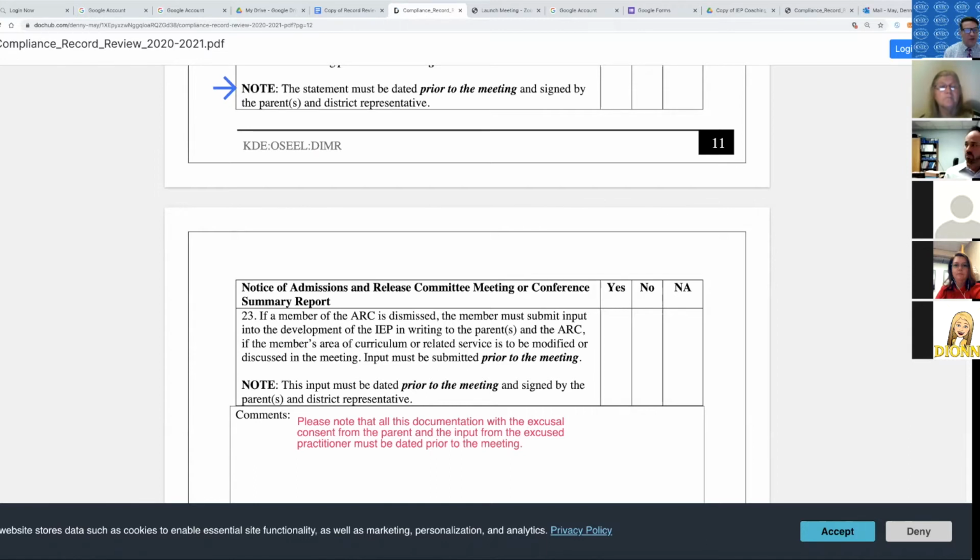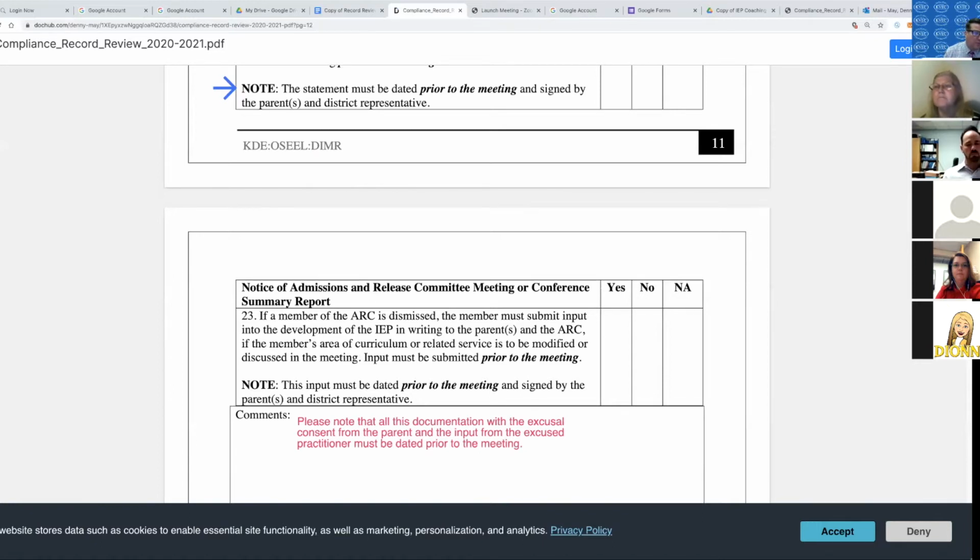And if a member of the ARC is dismissed, the member must submit input into the development of the IEP in writing to the parent and the ARC if the member's area of curriculum or related services is to be modified or discussed in the meeting. Input must be submitted prior to the meeting. So now what's all that mean?